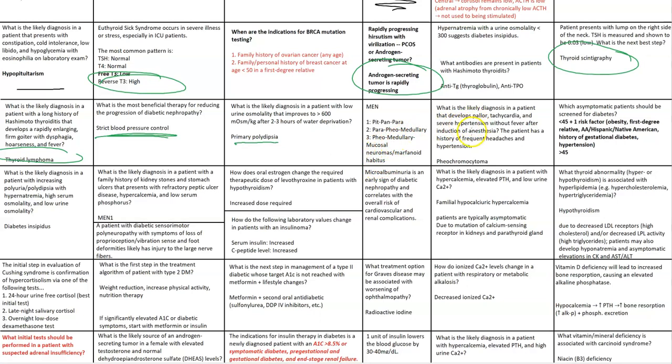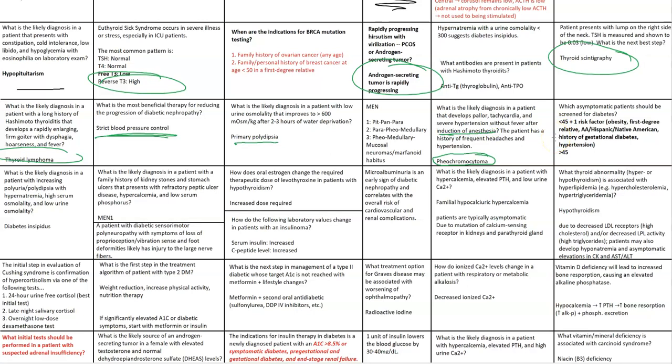What is the most likely diagnosis in a patient that develops severe pallor, tachycardia, and hypertension without fever after induction of anesthesia? The patient has a history of frequent headaches and hypertension. That's pheochromocytoma. Don't get this confused with thyroid toxicosis or anything like that, because remember, this is after the induction of anesthesia, so it's going to be pheochromocytoma.